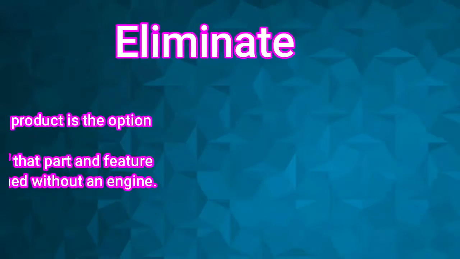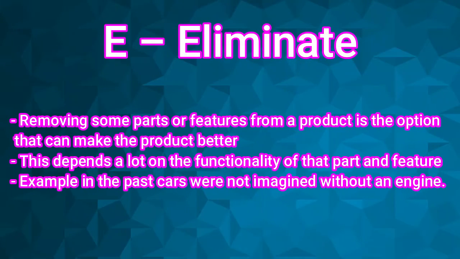E stands for eliminate. Sometimes removing some parts or features from a product is the option that can make the product better. Here you can ask yourself how you can make your product better by removing a specific feature or part. This depends a lot on the functionality of the part and feature. For example, in the past, cars were not imagined without an engine.